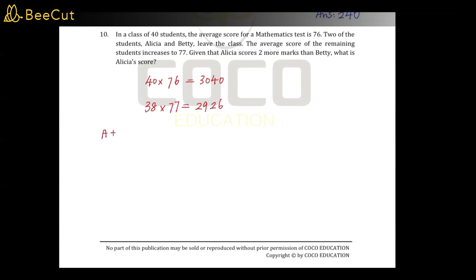So we check for the difference. The difference gives us the sum of A and B. This is 3040 minus 2926. This is 114. Now A scores 2 more than B, and the sum of them is 114. So to find the value of A, we can add 2, 114 plus 2. Then now they are the same, then divide by 2. So we find that A is 58, where B is 56. The sum is 114. So the answer is 58.